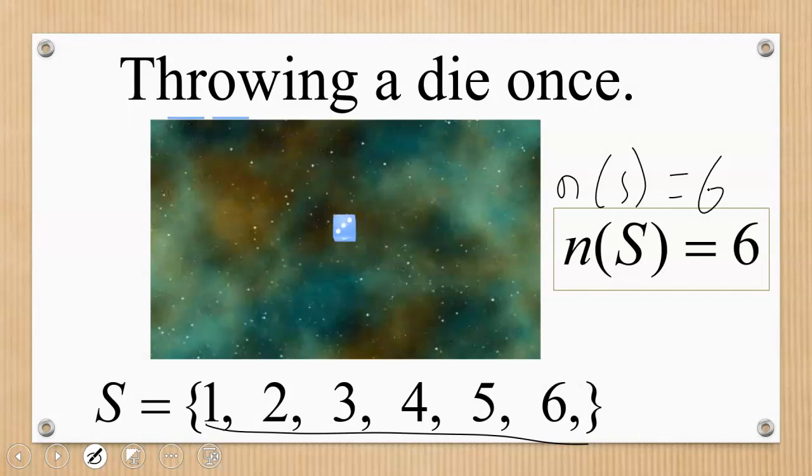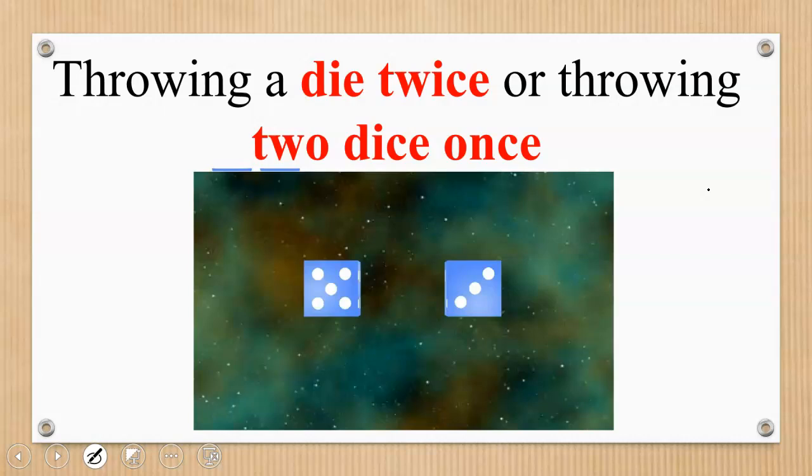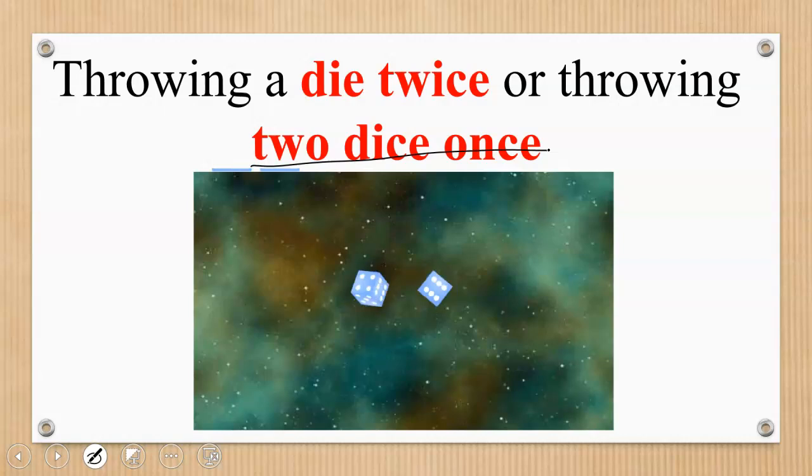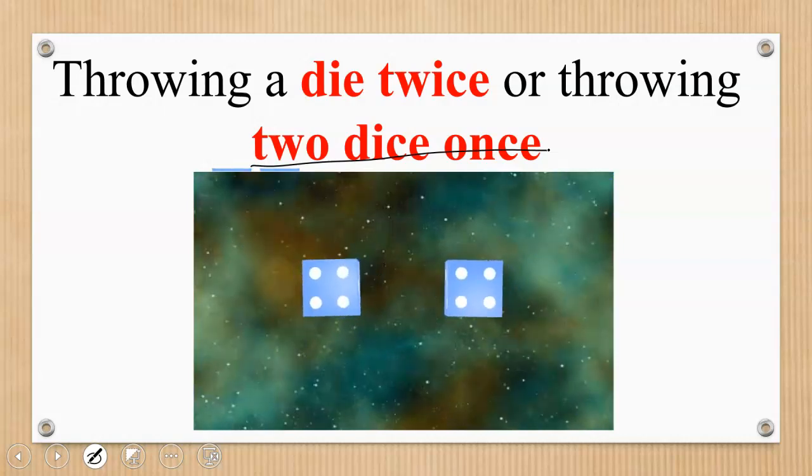Then what if I give you 2 dice to throw once? What would be the outcome? For example, here we say throwing a die twice or throwing 2 dice once. So I have die A and die B. If I throw them once, either both of them appear as 4-4, or both appear as maybe 3-3, or one will come as 3 and the other as maybe 2. It depends. They can come in different formats, like one coming 5 and the other coming 4.